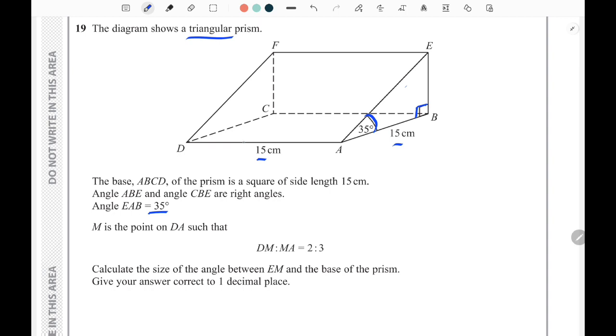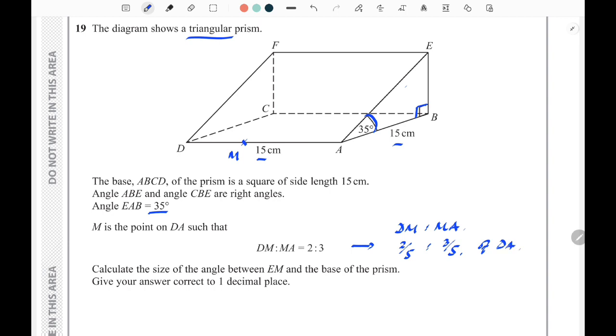So I'm going to just estimate a point here. Let's make that M, okay? And when we do that, we can actually split this. That's going to be the same as, in terms of fractions, DM is 2/5, all right? And MA is 3/5, okay, of the total length of DA.